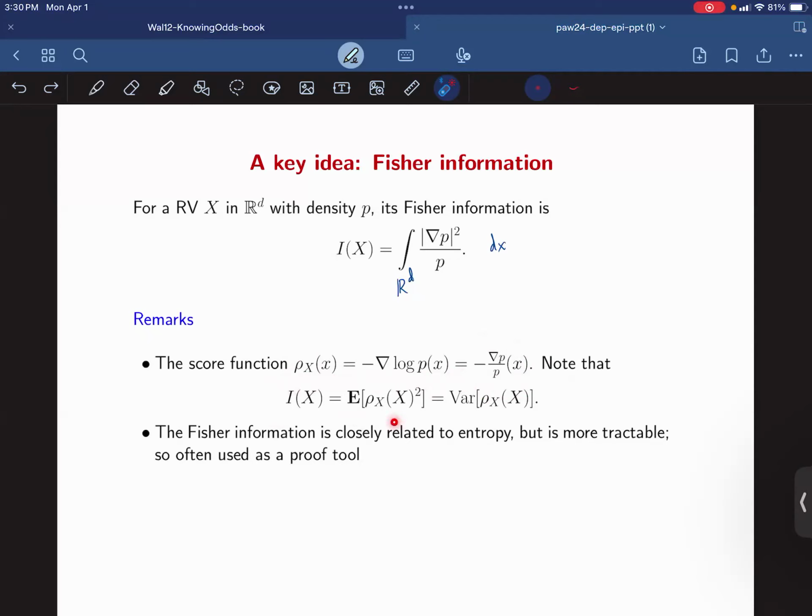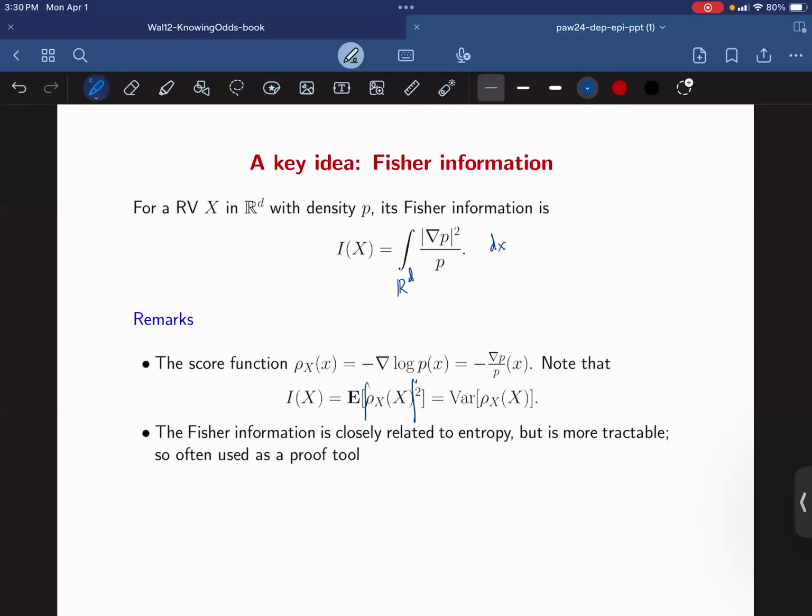So the expected square of the score function is, okay, I guess I should put a norm square there. But in any case, the expected norm square of the score function, which is also the trace of its covariance matrix, is called the Fisher information, right? The point is that the score function has mean 0, and therefore the second moment is also the variance.